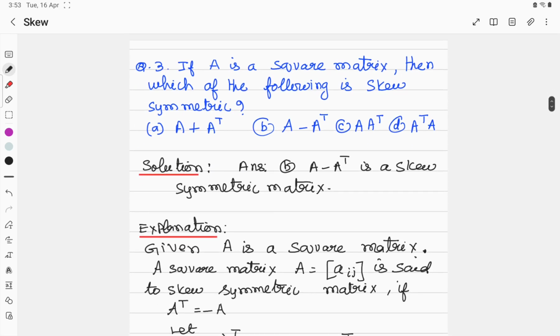Question number 3. If A is a square matrix, then which of the following is a skew symmetric matrix? A: A plus A transpose, B: A minus A transpose, C: A minus A transpose, D: A transpose A. Solution. Answer B. B means A minus A transpose is a skew symmetric matrix.